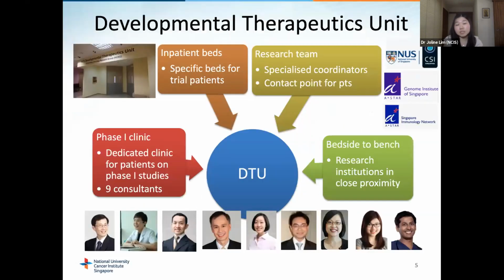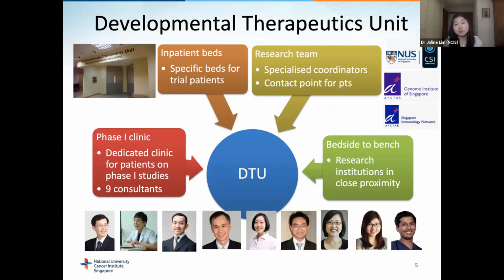And in fact, in our institution, we also have a special dedicated unit called the Developmental Therapeutics unit, where we look at new drugs that are being offered to patients. This could be new drugs combined with old drugs. This could be new drugs, old drugs that are being repurposed to be used in new types of cancers.